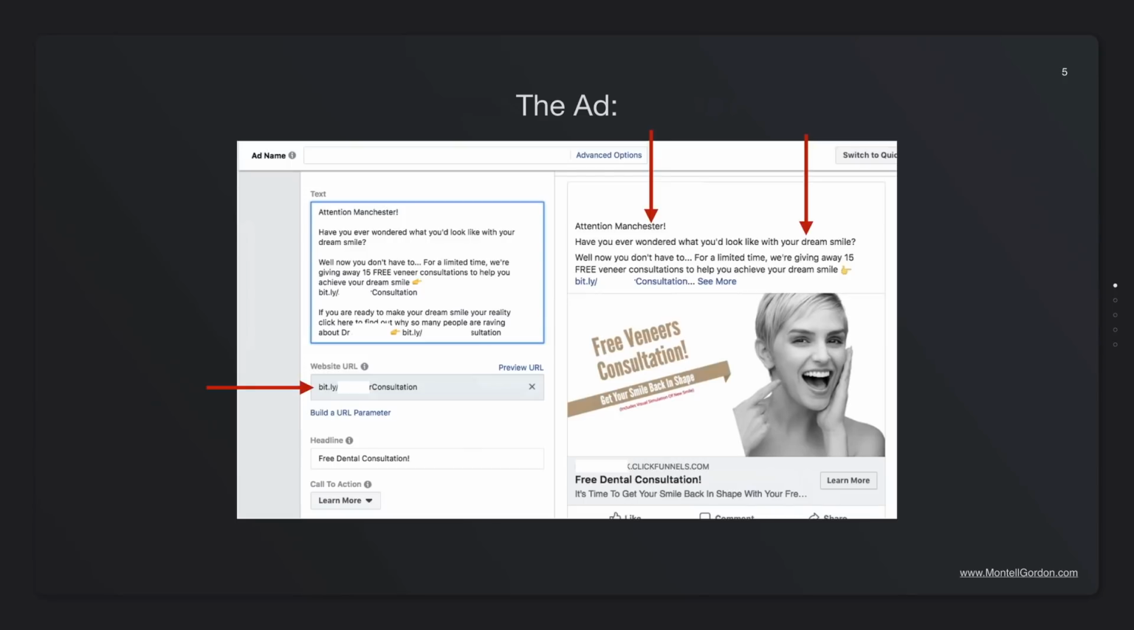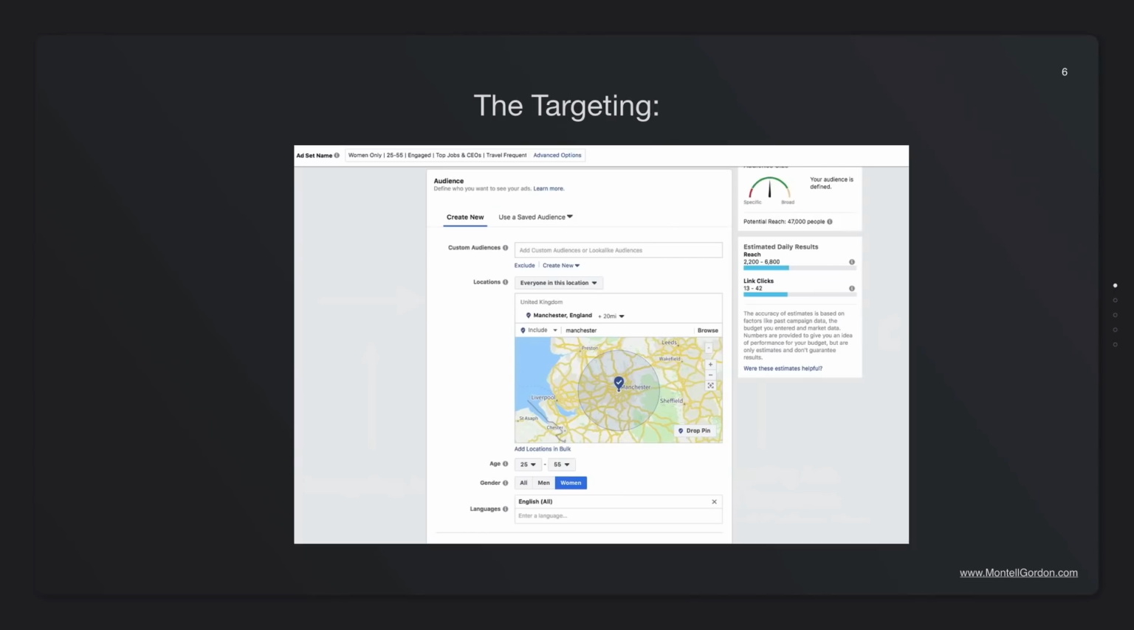Now, generally, I don't like using stock photos, but we only had this stock photo because they didn't have any great photos to run as a Facebook ad. So that's how the ad was broken down and how I created the ad and the ad copy. So now moving on to the targeting.